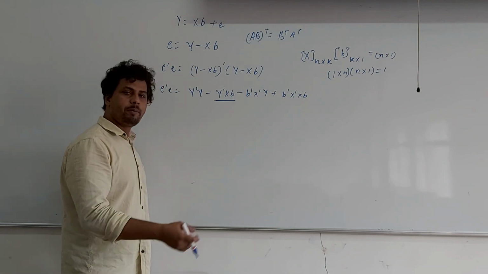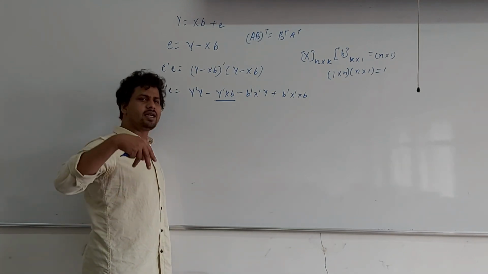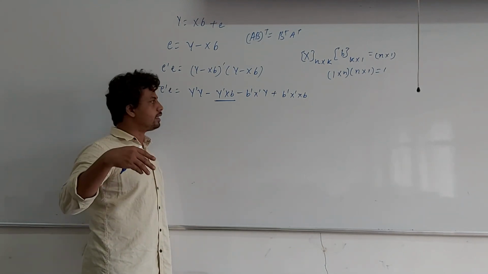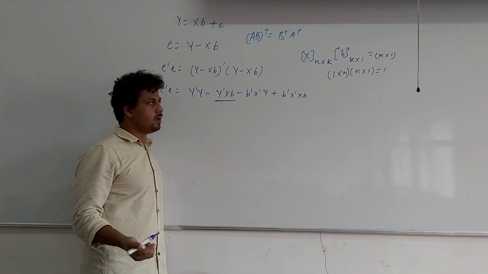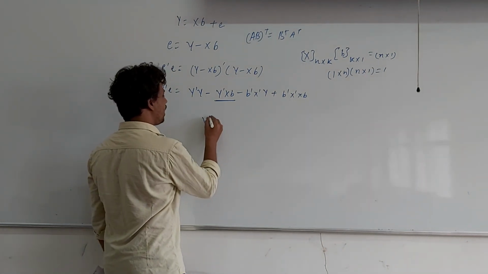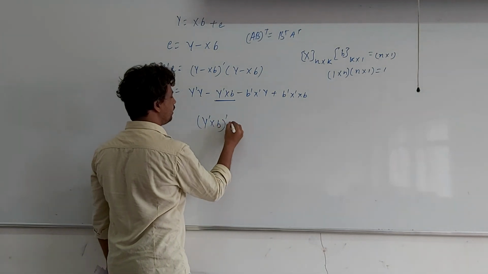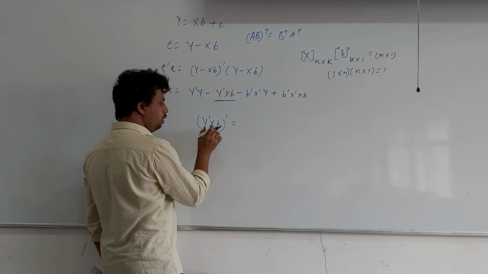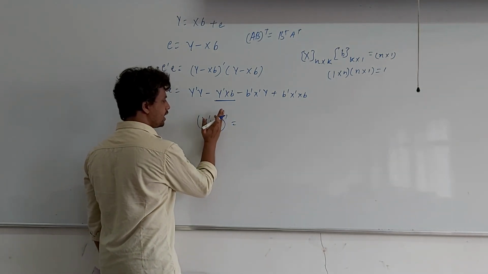And one of the properties of a scalar quantity is that if you take the transpose of a scalar quantity, that is nothing but the scalar itself. So if I take the transpose of y transpose Xb, now this is a product, so A transpose B, right?